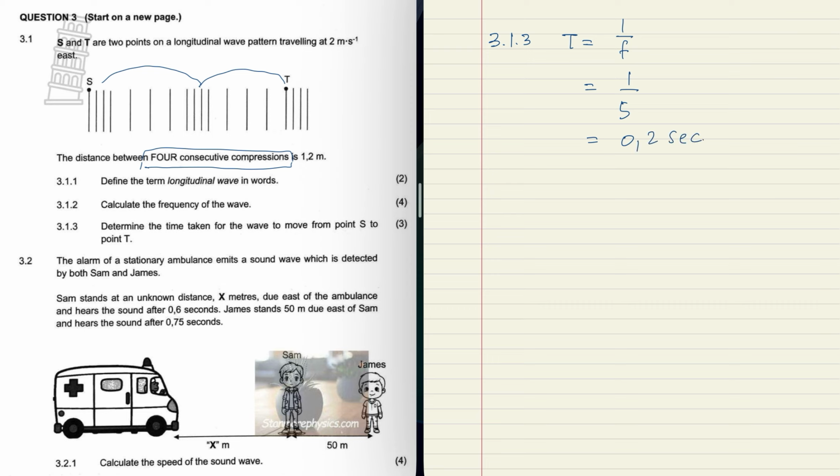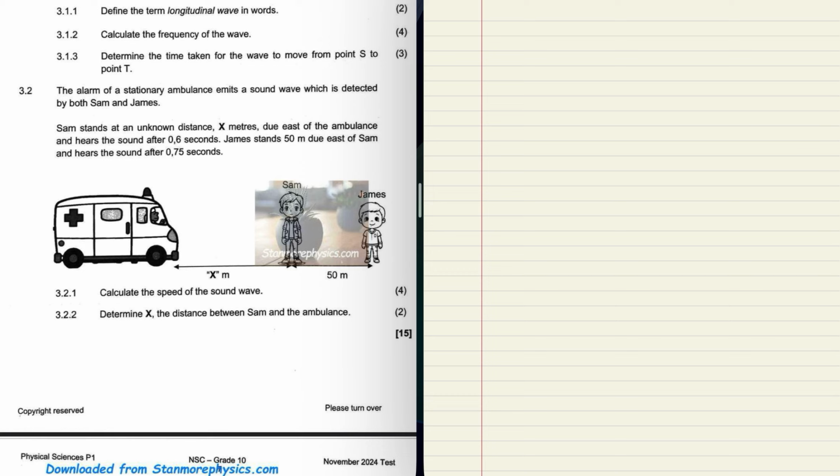Now, this is the time taken for 1 wave. So if we want to calculate the time from S to T, that's going to be 2 waves. So from S to T, that's going to be 0.2 times 2, which is 0.4 seconds. Question 3.2. The alarm of a stationary ambulance emits a sound wave which is detected by Sam and James.